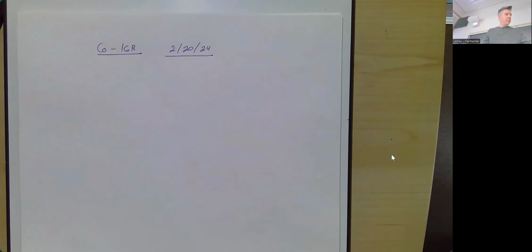Let's do a little bit of volume stuff because some people were asking about volume. Let's say, sure, let's try this one.